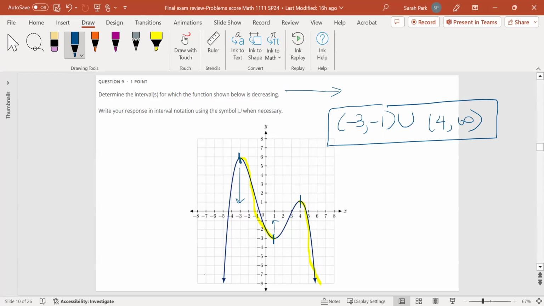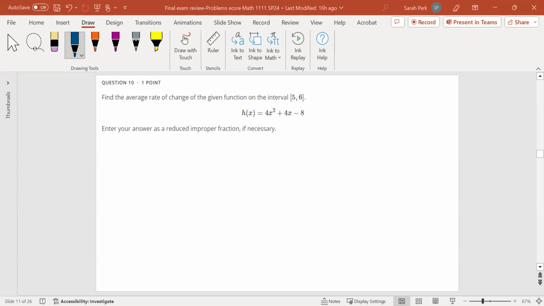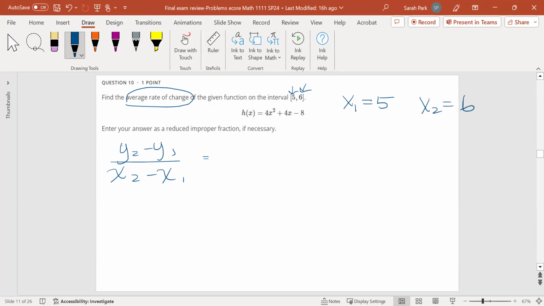Okay, so now let's look at number 10. We need to find the average rate of change of the given function on the interval 5 to 6, where h of x is 4x squared plus 4x minus 8. So the average rate of change is kind of like your slope function, where you're taking y2 minus y1 divided by x2 minus x1. And usually we write it as, if we know that 5 is your x1 value and your second x value is 6, we can write this as h of 6 minus h of 5 all over 6 minus 5.